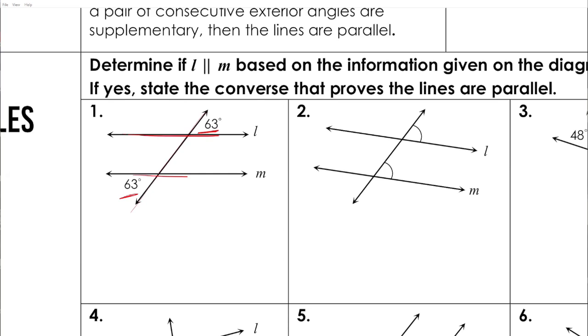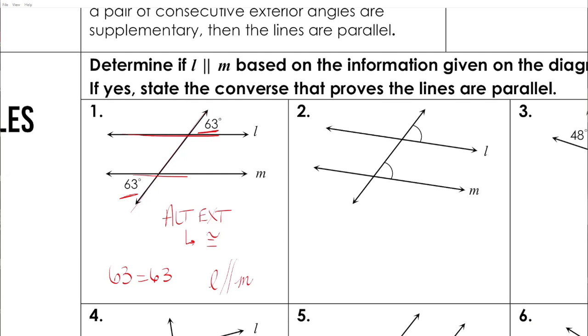According to the information they've given us, they are on opposite sides of the transversal, outside of the parallel lines. So that would make them alternate exterior. Alternate exterior angles are congruent. Does 63 equal 63? Absolutely. So we can say L is parallel to M.